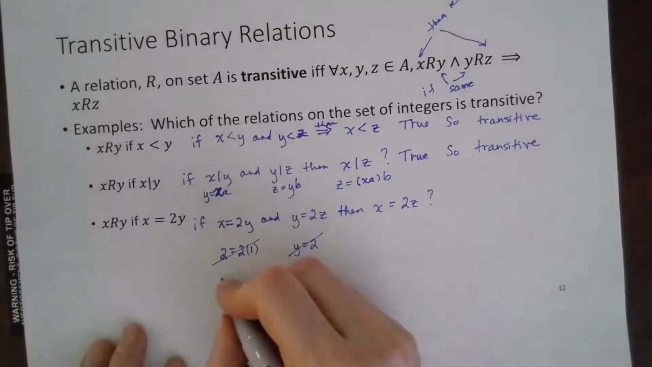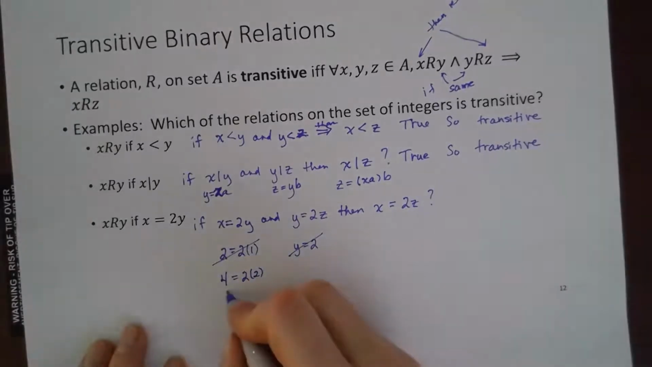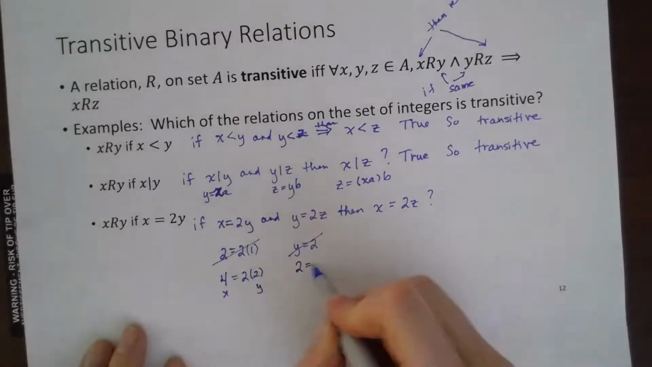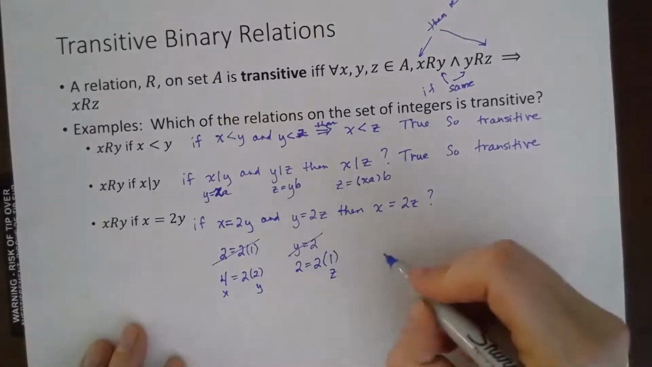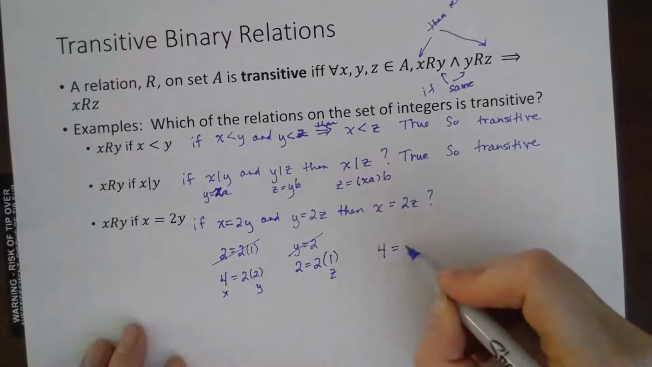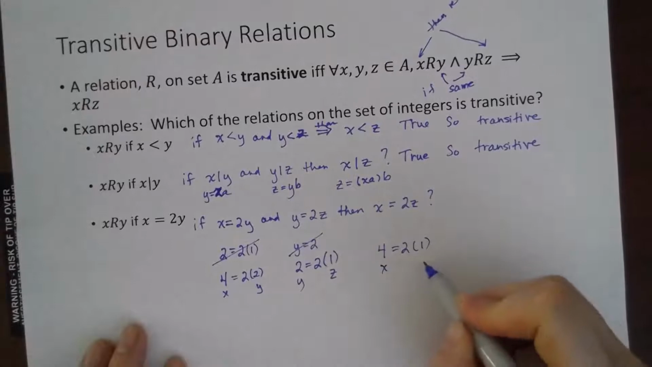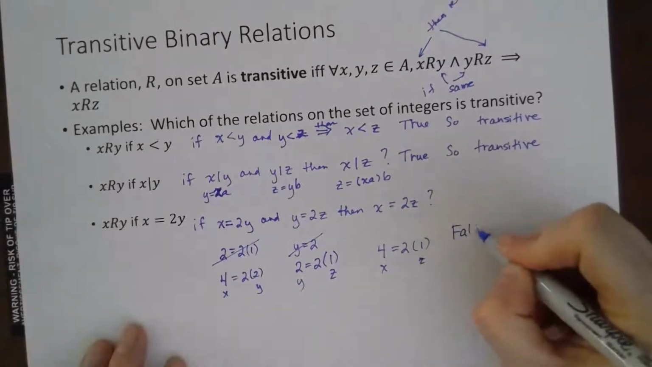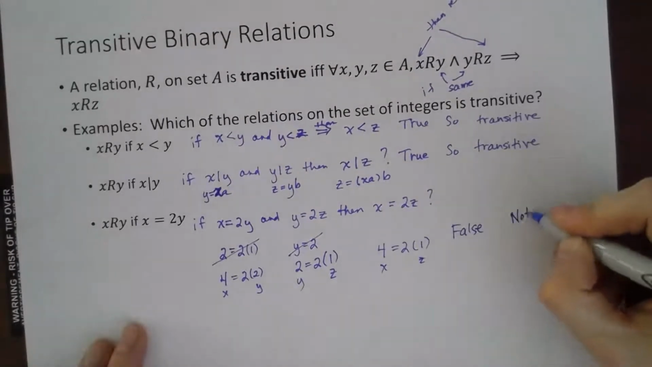Let's try 4. Okay, so 4 equals 2 times 2. So this is x, and this is y. And then y, which is 2, equals 2 times z. Well, that has to be 1 then. So does that mean then that x, 4, is equal to 2 times z, which is 1? No. So this is false. I just found a counterexample, so it's not true for all x and y. This is false, so this is not transitive.